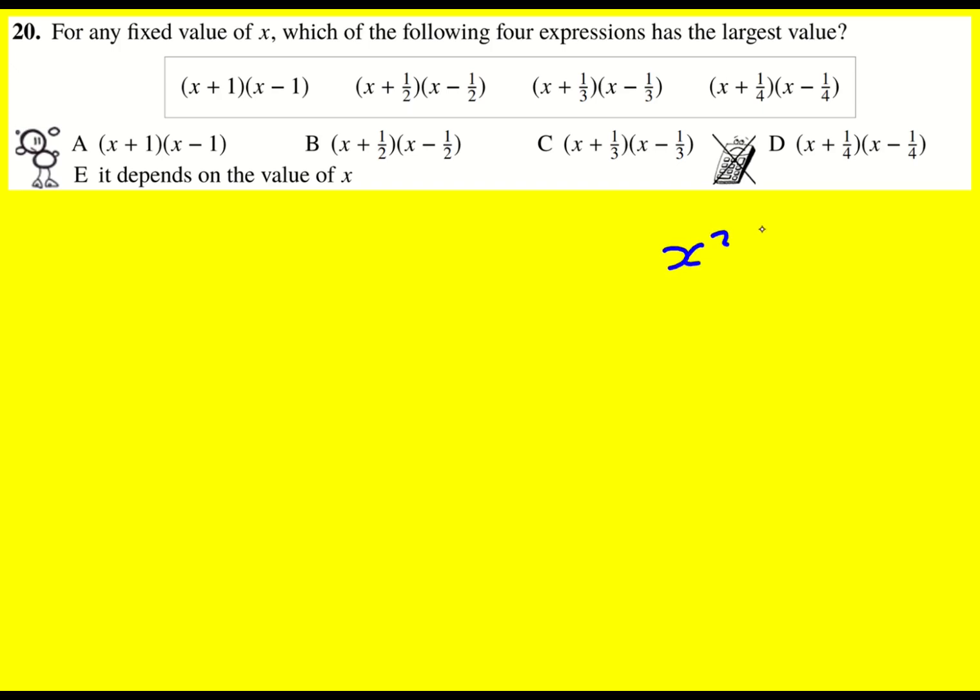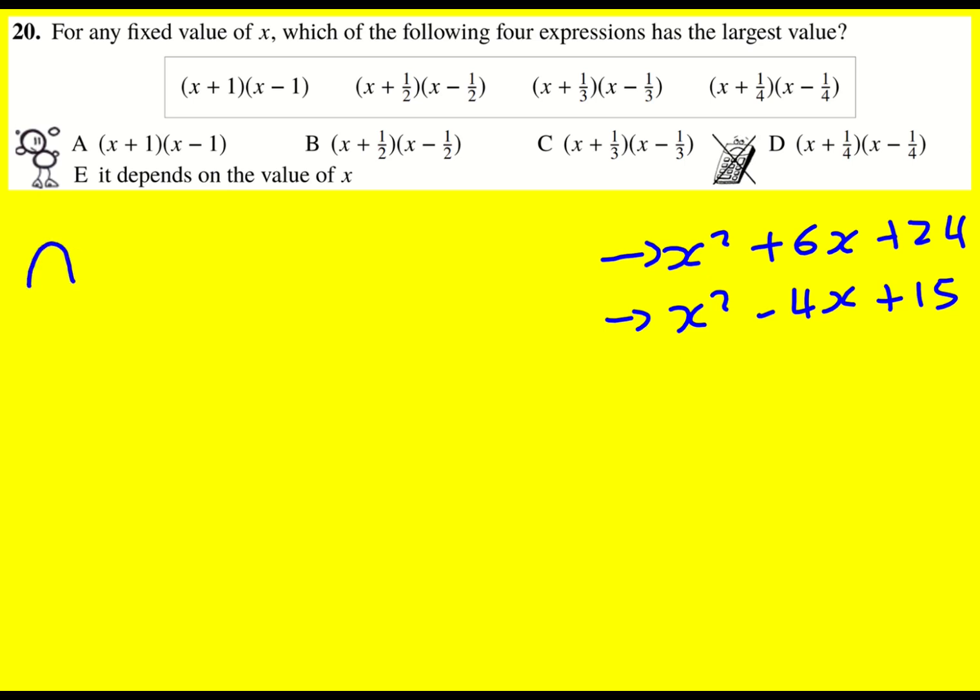If I was to just write down some random quadratic expressions, then actually what you'd find is that for some values of x, this one's bigger, and then for other values, this one's bigger. So this question is saying, for any fixed value of x, which one has the largest value? So it might be really tempting to say, based on what I've just said, that the answer is E.